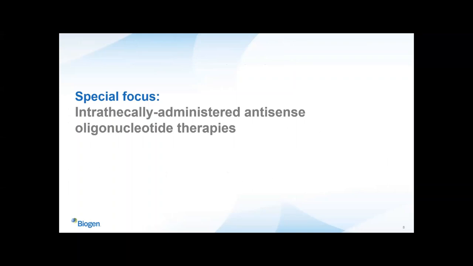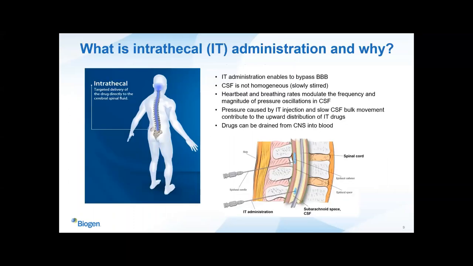Okay, so let me now switch to the special focus of this presentation, which is intrathecally administered antisense oligonucleotide therapies. First of all, I will introduce why intrathecal administration is ever considered. It's a way to bypass the blood-brain barrier. In this route of administration, the drug is administered into the CSF, cerebrospinal fluid, in the spine, basically in the bottom portion of the spine, as illustrated here on the cartoon. It's very similar to epidural injection. However, the injection site is slightly different.